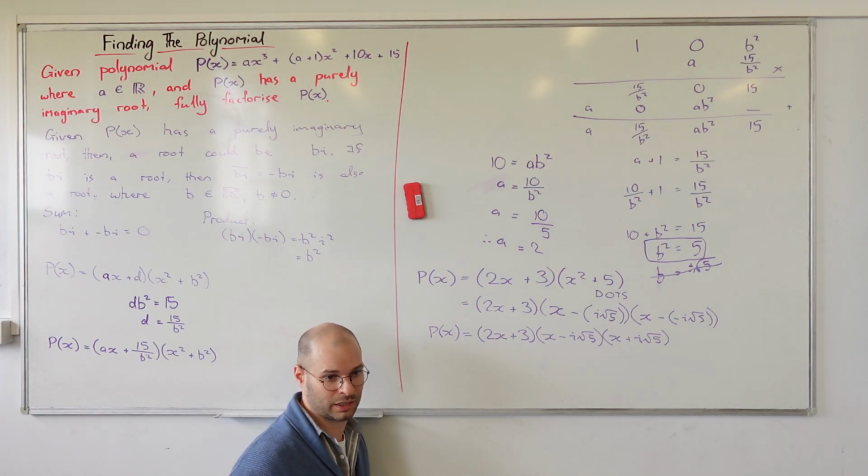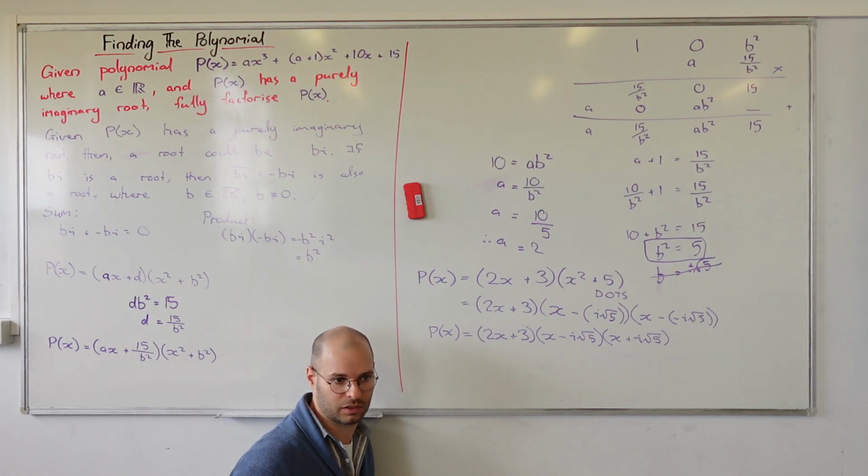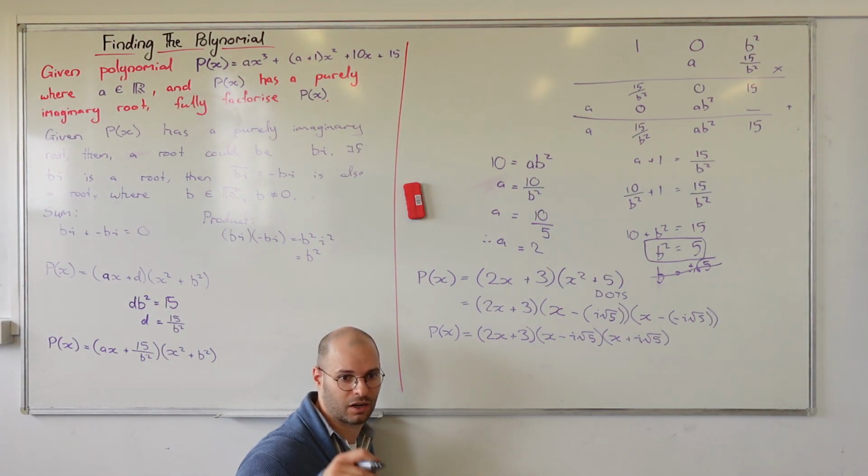So the point is, when you're told you have a purely imaginary root, all it's saying is that you won't have the real component to the root. It's just going to be something times i. In this case, it will be bi and negative bi, or whatever coefficient you want to give it. Are we cool with that?